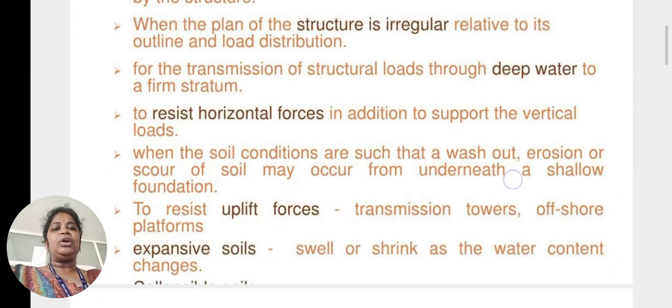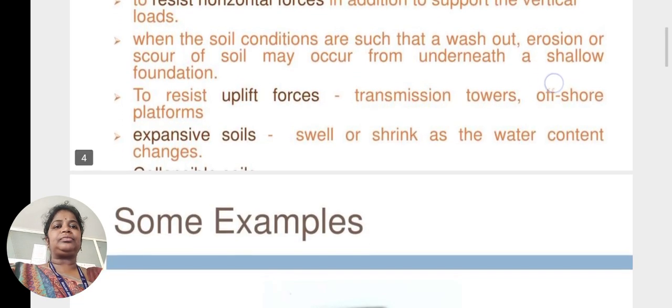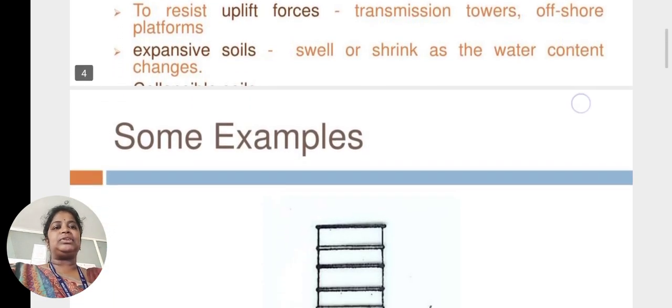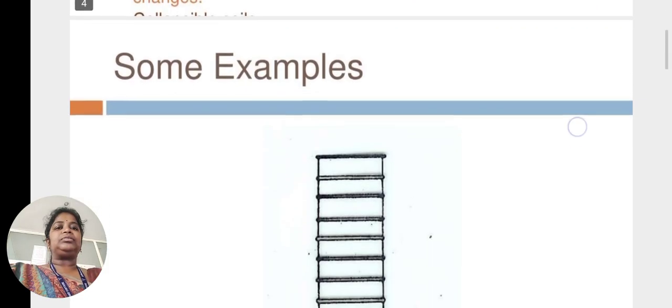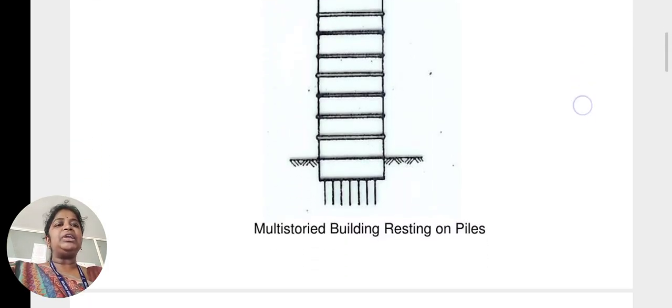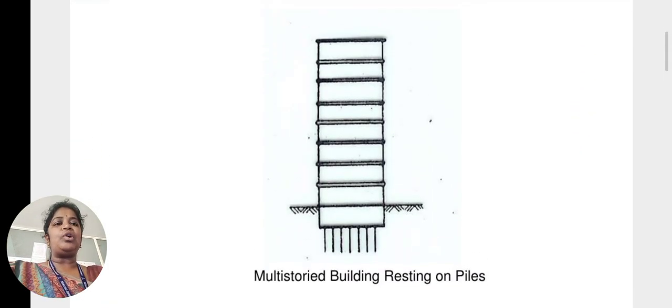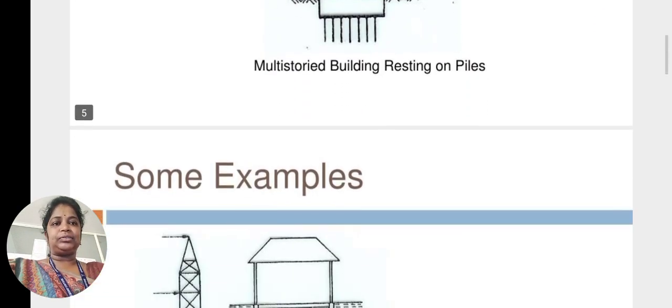And coming to the examples, some examples: multi-storied building resting on pile foundation. This is a clear-cut example. So pile foundations are majorly used for multi-storied buildings. So the building is like this when they rest on the pile foundations.